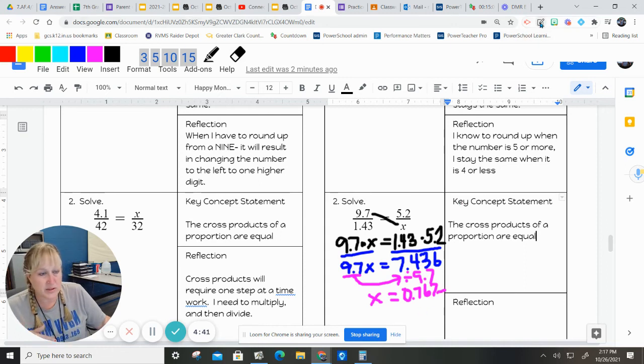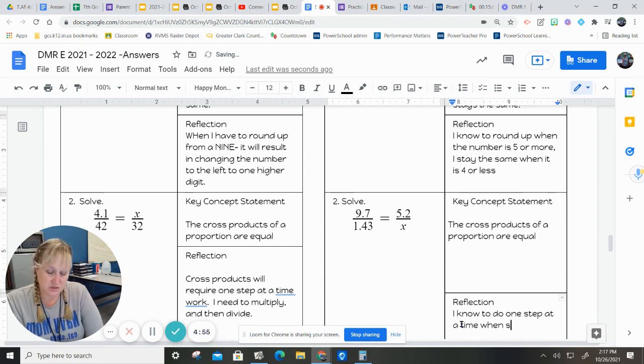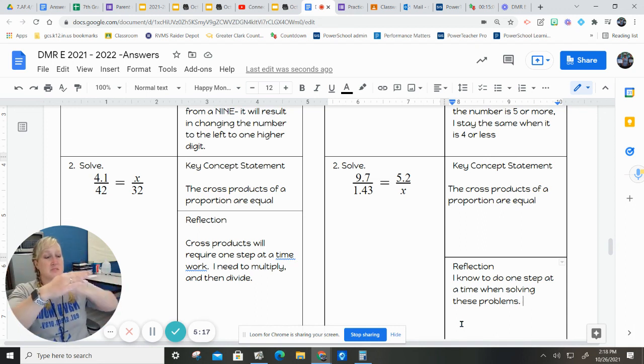Okay? Make sure you've got that written. Reflection. I know to do one step at a time when solving these problems. You are going to continue to see these for years to come. Start practicing it with the right organizational skills now, one step at a time, not across, down, step, step, step, step, step. That helps you in future endeavors.